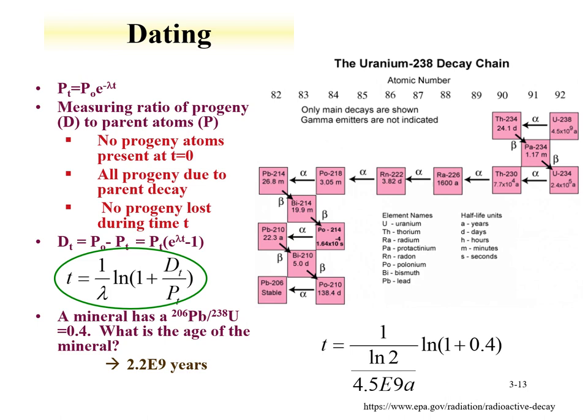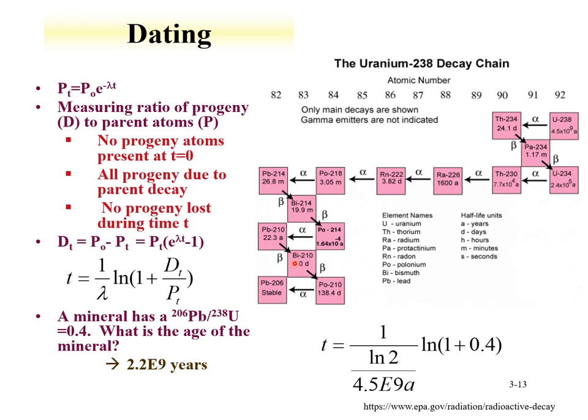So let's consider how this could work. Imagine that there's a mineral, for instance, zircons, which are zirconium oxides, have a small amount of uranium embedded in them. One can evaluate these zircons, look at the amount of uranium-238. And the progeny we're talking about in this case is lead-206.